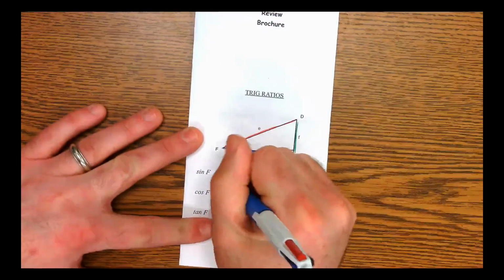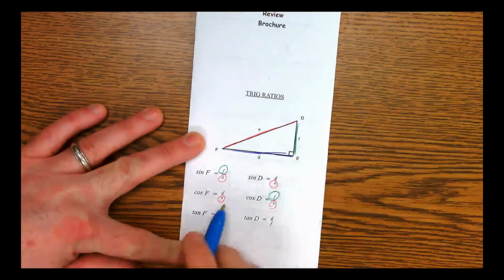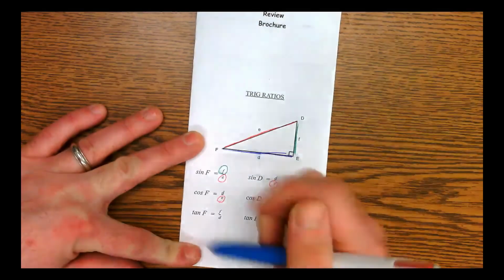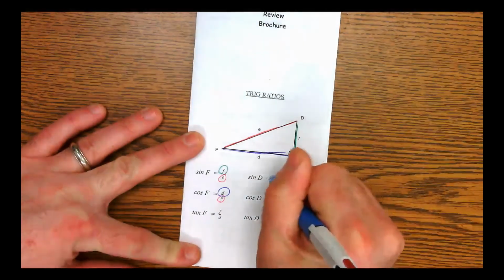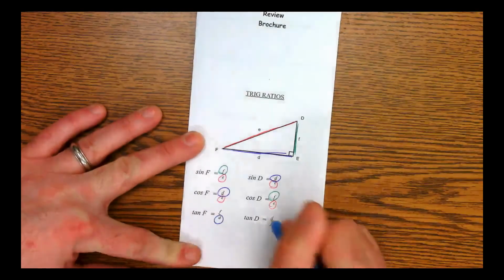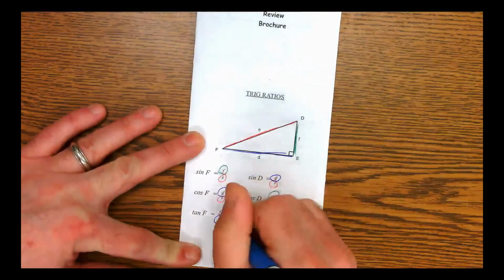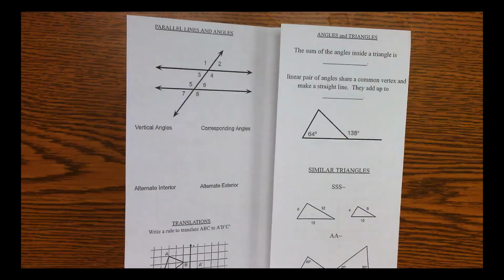Sine of F would be that over the hypotenuse, so the green side over red side. The cosine of D would be the same one. Cosine of F would be the same as sine of D. And then you'll see down here that basically the tangents of those two angles are just the flip-flop, the reciprocal. So that is one of the main things on benchmark number 3: knowing your trig ratios.